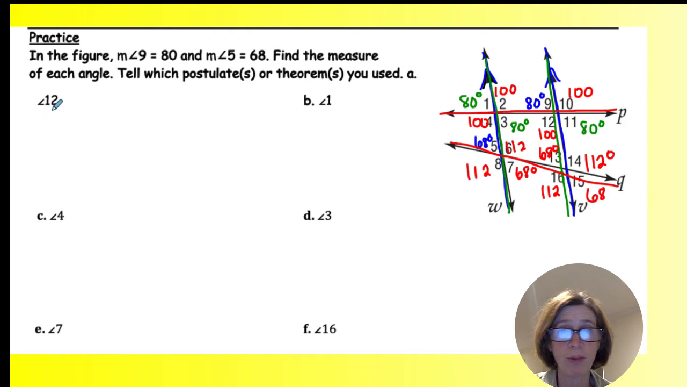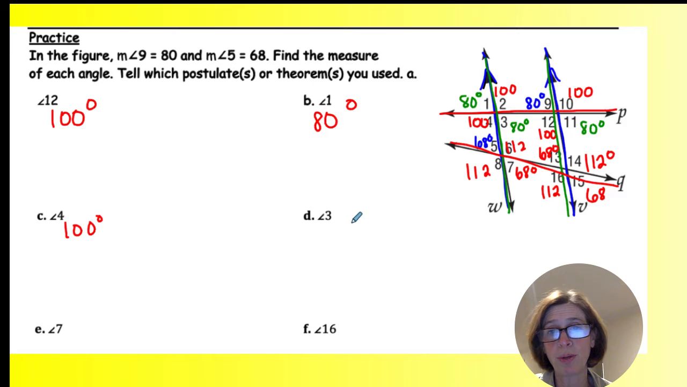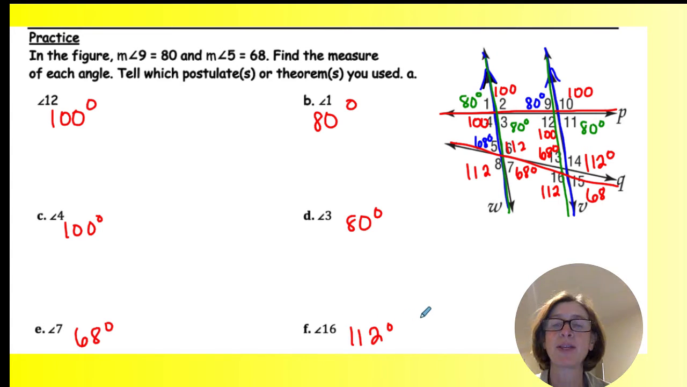Angle 12 would be 100. Angle 1 would be 80. Angle 4 would be 100, again, degrees. Angle 3 would be 80 degrees. Angle 7 would be 68 degrees. And angle 16 would be 112 degrees. All right, so hopefully you're getting the hang of this whole system.